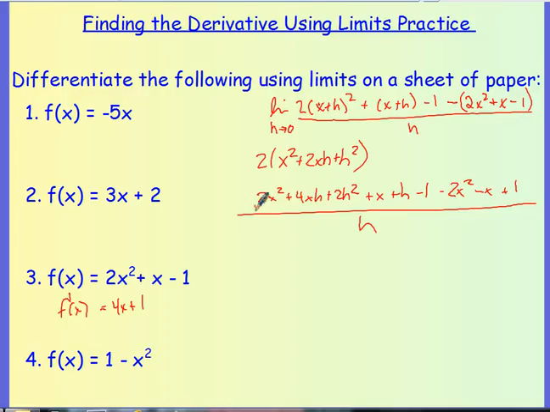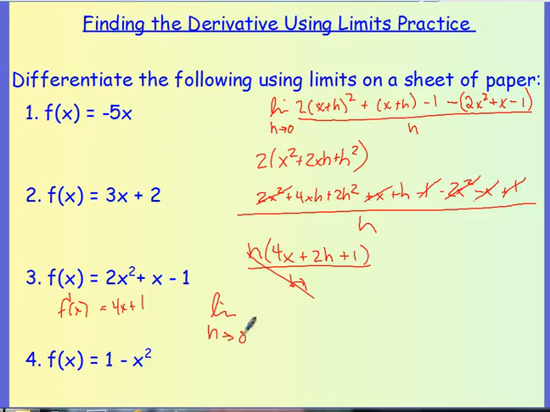Notice that my 2x squared is going to cancel. I have an x that's going to cancel, and I have a 1 that's going to cancel. So everything left has a what in it? An h. When I take out that h, what's left? 4x plus 2h plus 1. Remember, if you factor out an h, there has to be something there to hold its place, right? So then I'm left with the limit as h approaches 0 of 4x plus 2h plus 1. When I plug in 0 there, it's going to 0 out, so I'm left with 4x plus 1.